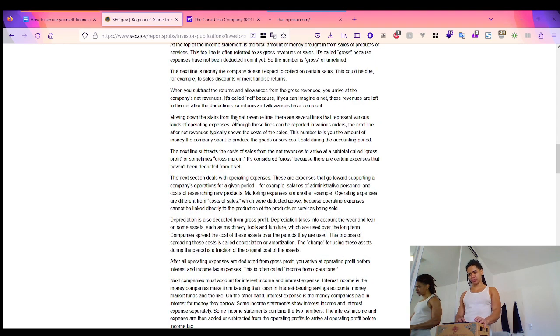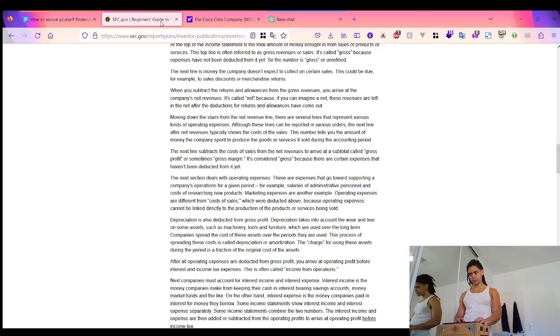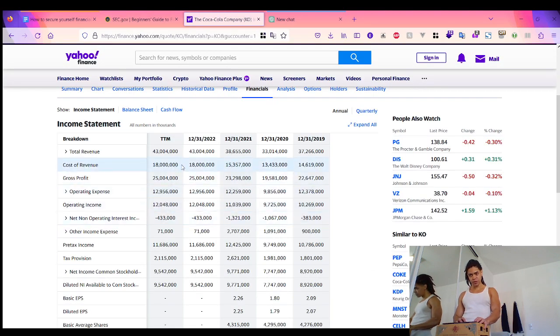Moving down the stair from the net revenue, typically it shows the cost of sales. And this number tells you the amount of money the company spends to produce the good or service it sold during the accounting period. So this is the total amount of money that a company spends to produce the good and service in that accounting period, right?